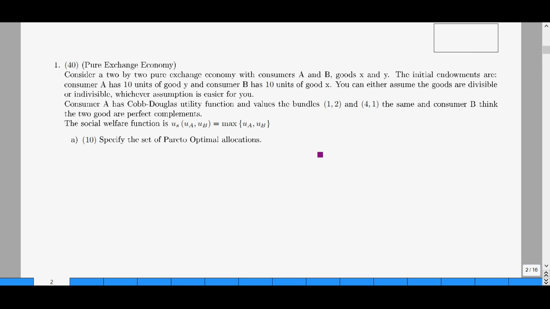This is the first question in midterm version B. It's the pure exchange economy question, so it's the same question from everything that we did in this chapter. The special thing here is we only know two bundles that are indifferent, so we don't know the utility function, so we don't actually know what U_A(x,y) is. So we need to figure it out.